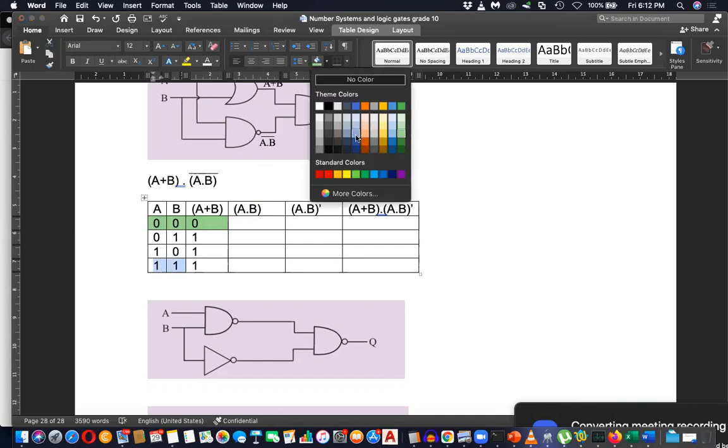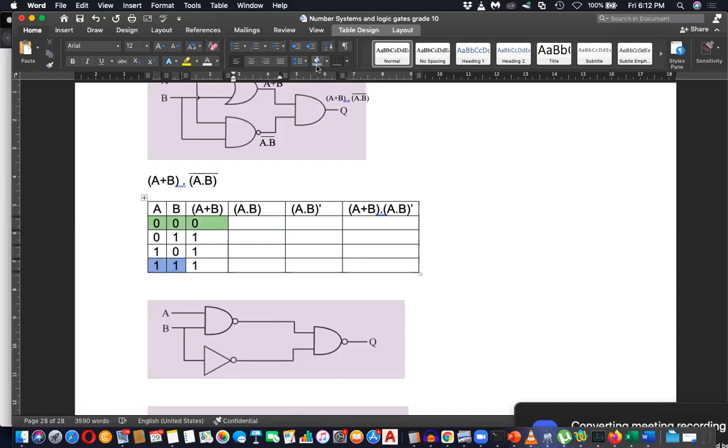So let's try highlighting in another color. If all inputs are one, the output is one. That is the AND gate.